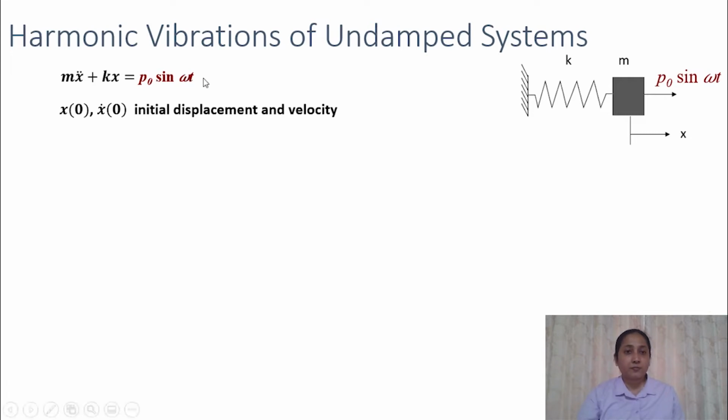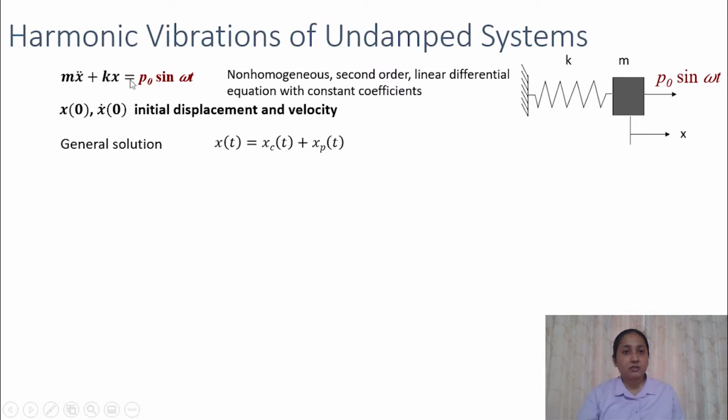So we know that this equation is a non-homogeneous equation because the right hand side is non-zero, and this is a second order linear differential equation with constant coefficients. So from calculus theory we can solve this equation.